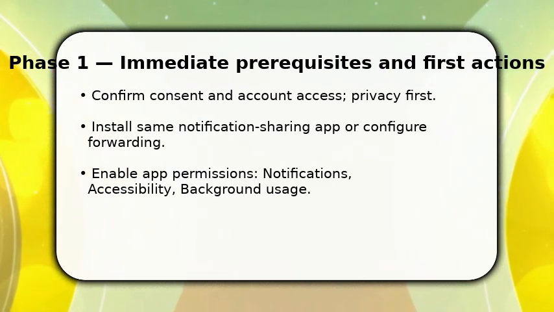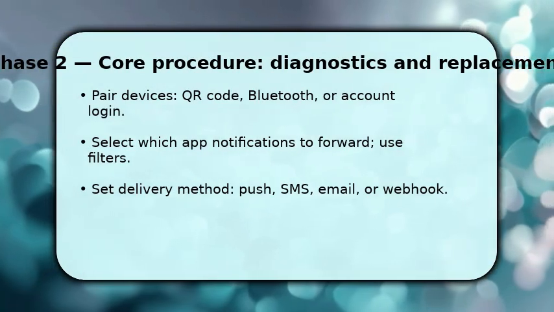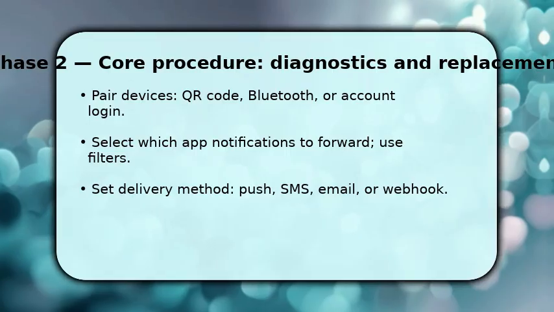Now pair the 2 phones and set exact forwarding rules. You can pair by QR code or by logging into the same account on both devices. Bluetooth pairing helps for local bridges.